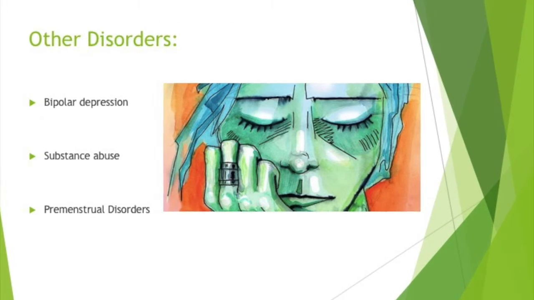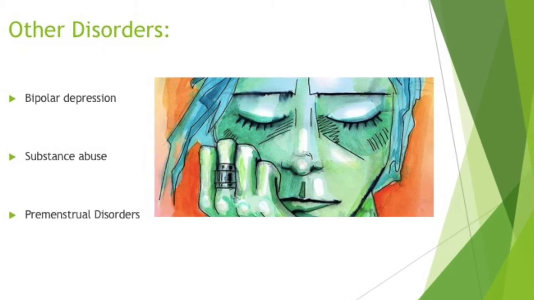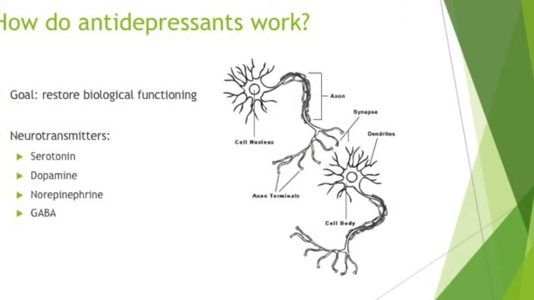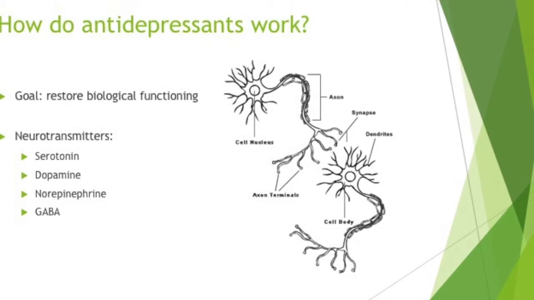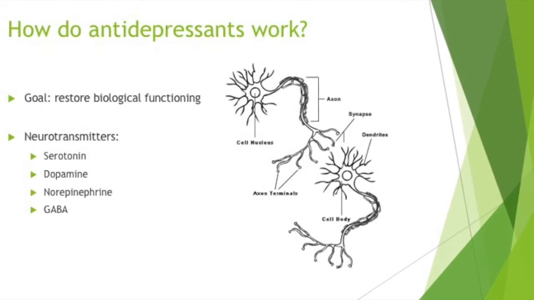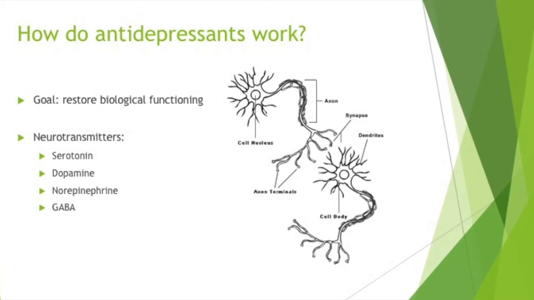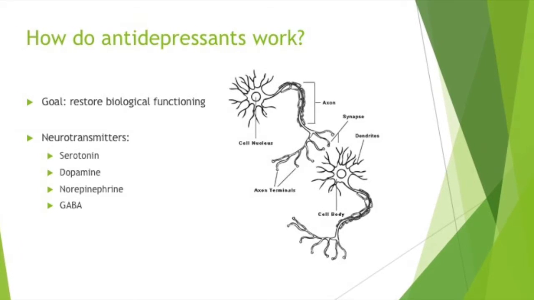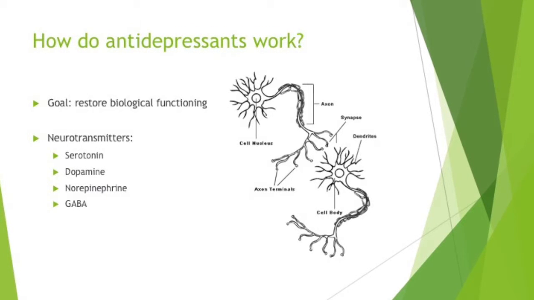Other disorders that may be included, yet are less likely to add antidepressants to treatment, include bipolar depression, substance abuse, and premenstrual disorders. The overall goal for antidepressants is to restore normal biological functioning, particularly within the nerve cells in the brain, to establish equilibrium. It attempts to block the reuptake of serotonin into presynaptic cells in order for the neurotransmitter to stay in the synaptic cleft for a longer period of time. Serotonin is the neurochemical most utilized in mood regulation. Other neurotransmitters include dopamine, norepinephrine, and GABA.